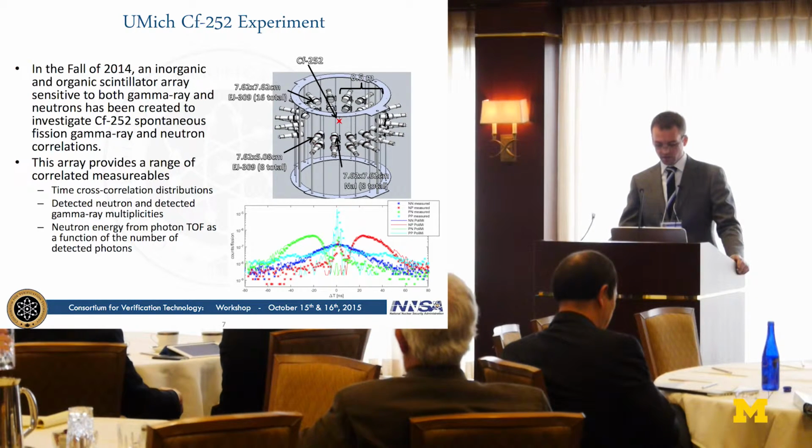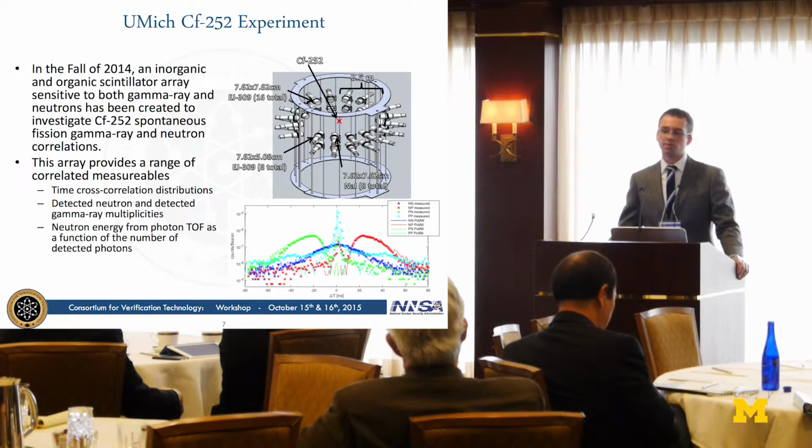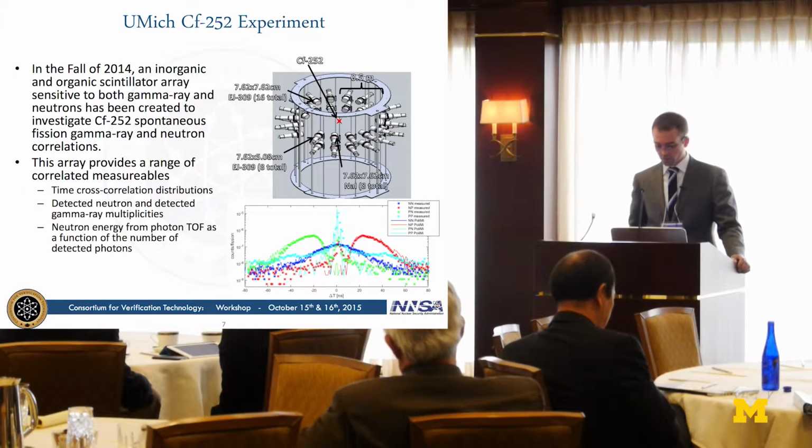shown here are the cross-correlation distributions, the measured and simulated. They compare very well. Second-order coincidences agree very well in this case. And the time cross-correlation distribution is simply a histogram of the difference of particle arrival times, both neutron and photon.